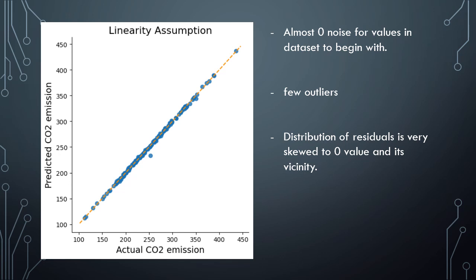However, this graph has the explanation for that. As you can see, almost every predicted value has zero or very small error. Our interpretation of this fact is that the features of the dataset have near zero noise for their values to begin with. So naturally, the distribution of residuals has to be very skewed to zero value and its vicinity. By this fact, we determine that our model is good enough despite the issue with the distribution of residuals.